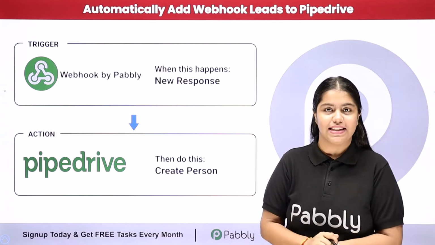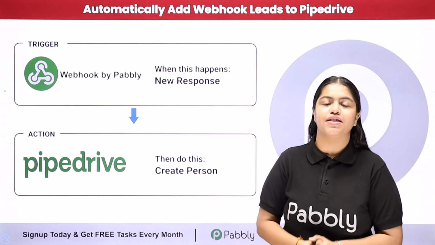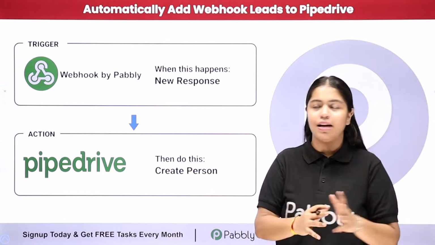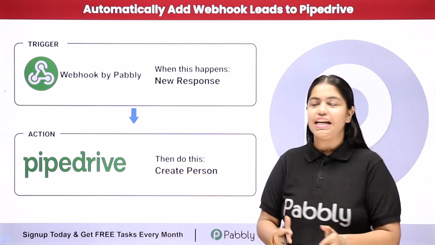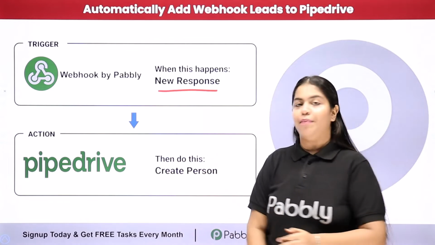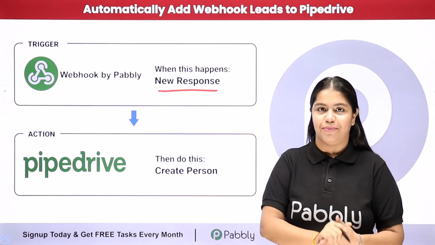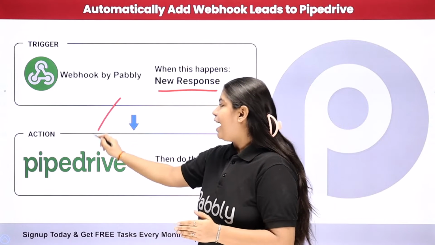So I'm running a business and I capture the lead details from an application which is not integrated with Pabbly Connect. So to capture the lead details from that application, I am using Webhook by Pabbly. And now what I want is that as soon as we receive a new lead detail from Webhook by Pabbly, automatically, I want to add the lead details into my Pipedrive CRM. So to do this, I'm just going to simply create a connection between Webhook by Pabbly and Pipedrive.